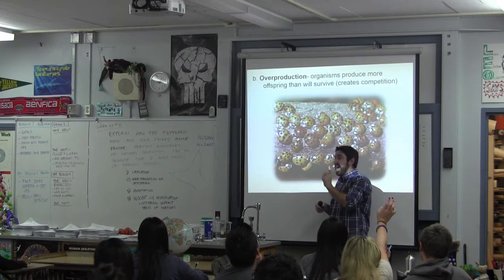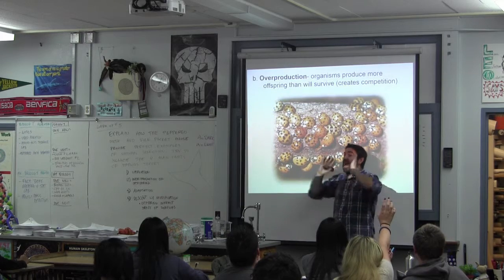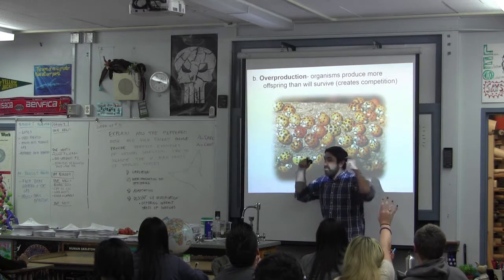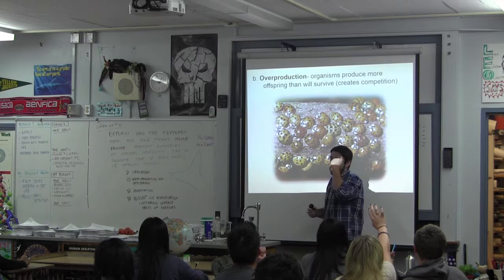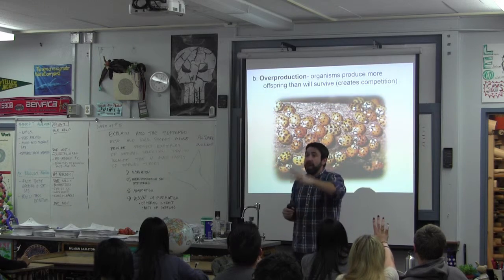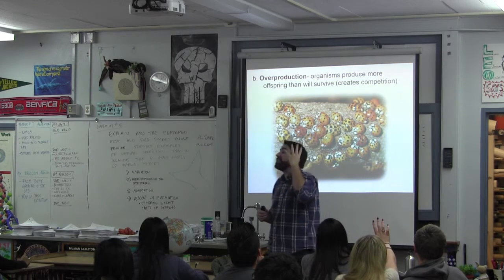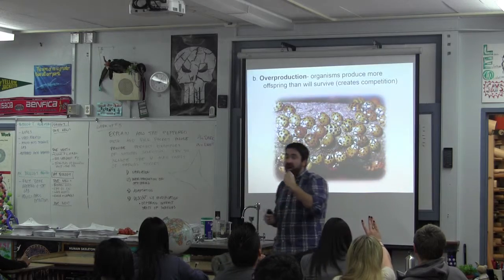So we've established now that A, there's variation, and B, everybody's struggling to survive, fighting for those resources. Competition for food, competition for shelter, competition against predators, and competition for mates. Right? They're all competing, yeah.